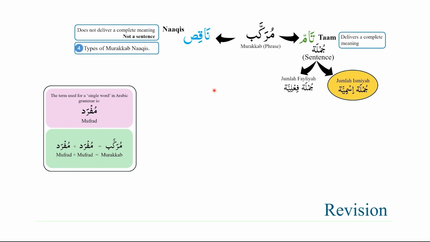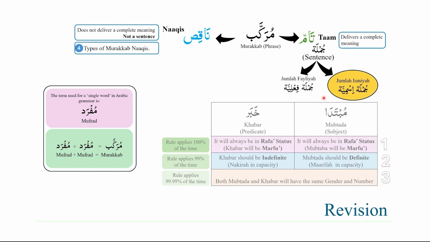As far as Jumla Ismiyah is concerned, we studied that each Jumla Ismiyah will have two parts, mubtada or the subject and khabar or the predicate. Furthermore, each Jumla Ismiyah has certain rules when it comes to mubtada and khabar. Both mubtada and khabar will always be marfu. Both mubtada and khabar will always be in the rafa status. And this rule is applicable 100% of the time.